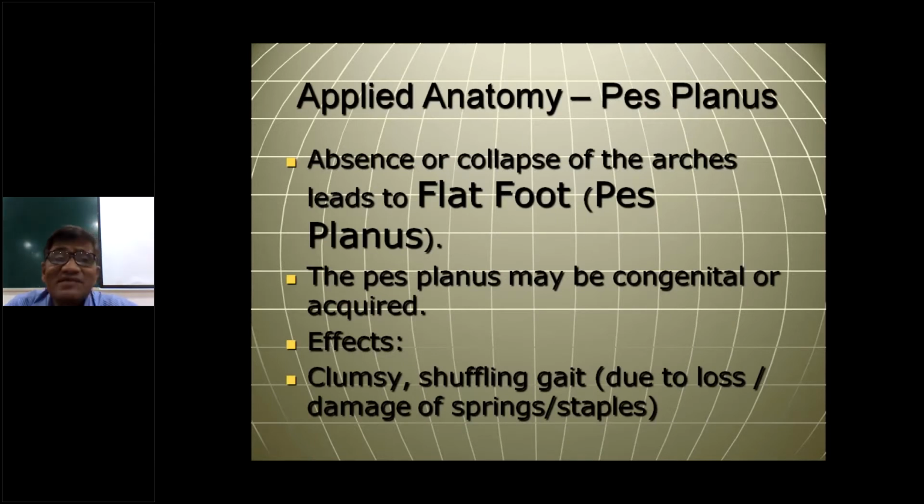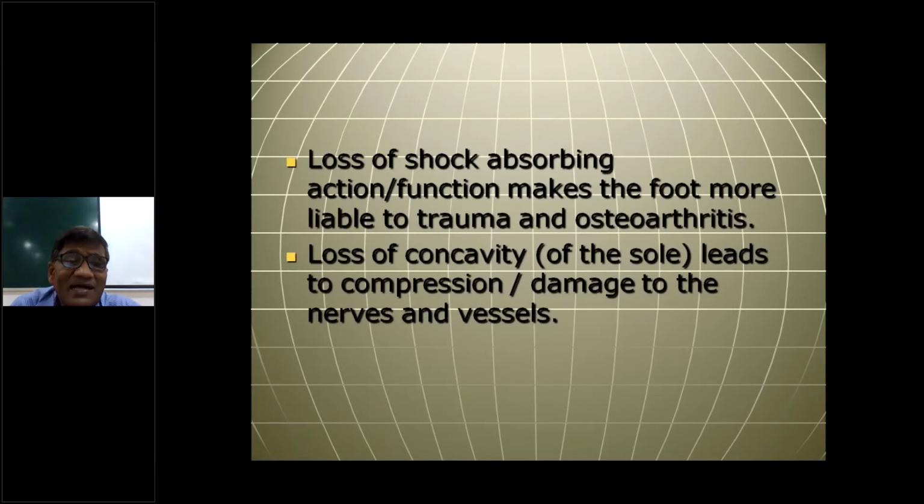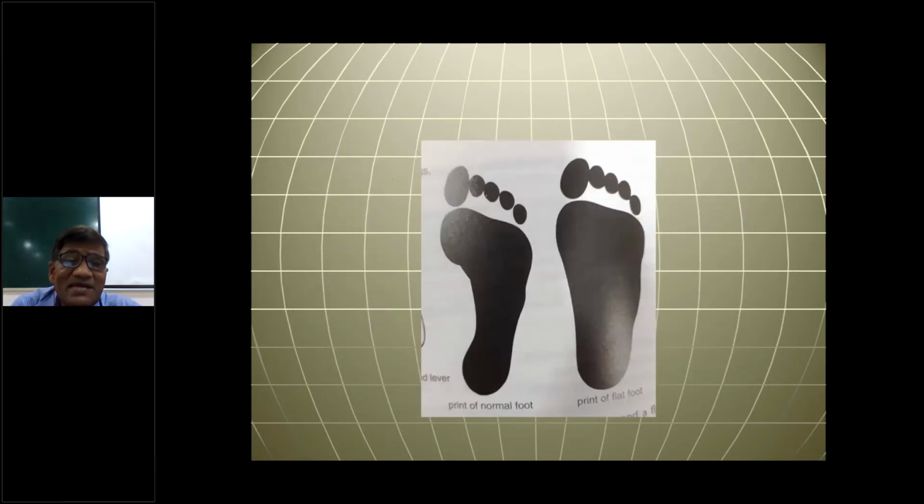Now a little bit of applied anatomy. If there is something wrong with the arches, what can happen? Absence or collapse of the arches. Now, why does it happen? It can happen due to some damage, mainly.